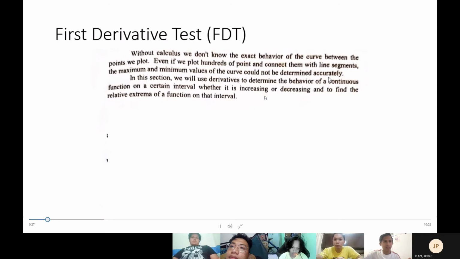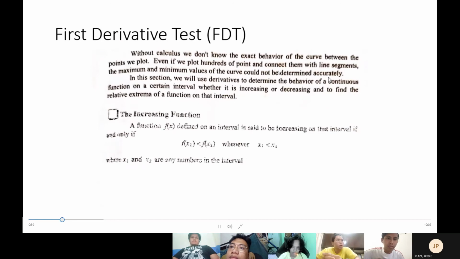Even if we plot hundreds of points and connect them with line segments, the maximum and minimum values of the curve could not be determined accurately. In this lesson, we will use derivatives to determine the behavior of a continuous function on a certain interval, whether it is increasing or decreasing, and to find the relative extremum of a function on that interval.